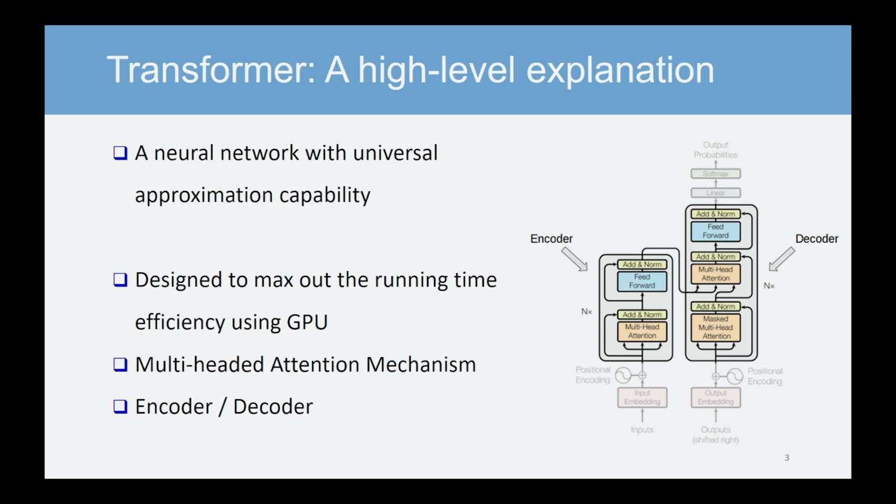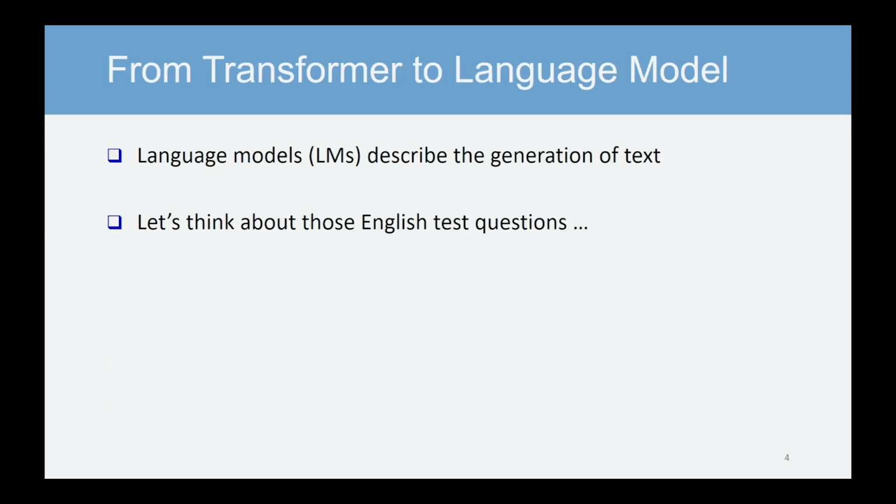So we will start with the transformer. I won't give you any details about how it works, any formula. I promise that there's no. So you only need to know that transformer is a neural network model with universal approximation capability. It can approximate arbitrary functions in the world, and it's designed to max out the running time efficiency from GPU or from TPU. And it's basically two buzzwords, multi-head attention mechanism and encoder-decoder. So if you know all these terms now, you're good to go for this transformer.